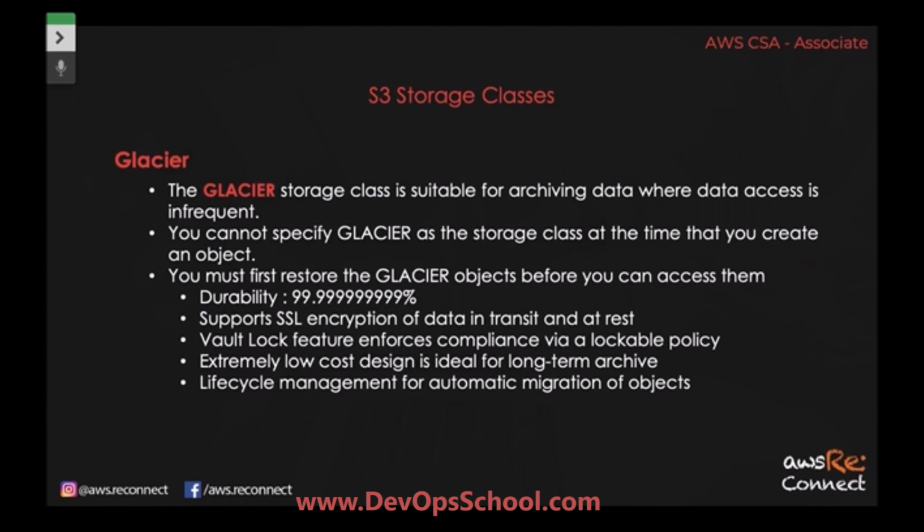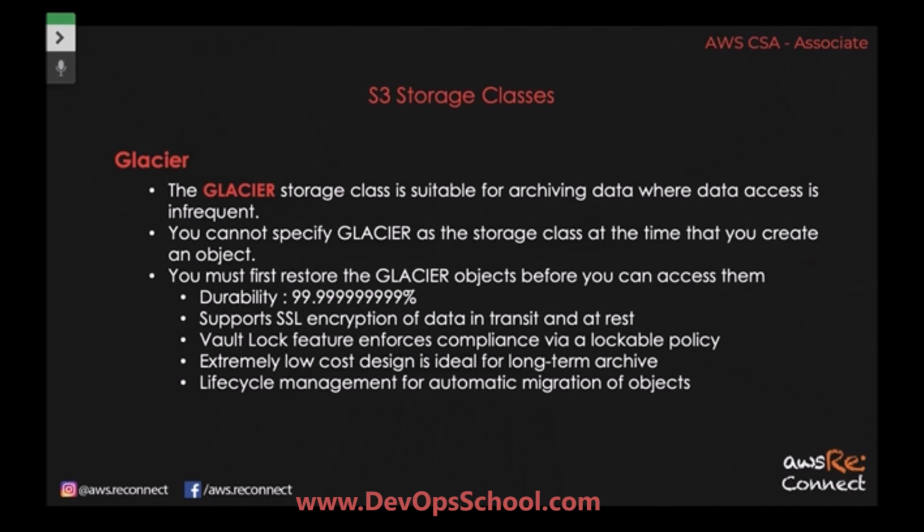You cannot specify Glacier as a storage class. So while uploading your data, you cannot specify that you want to upload it to Glacier directly. You need to always put your data into standard, and then you can create a lifecycle that after 60 days, it should be moved to Glacier. You have to have it in any of these standard classes, and then you can move it to Glacier. You don't have a direct option to move your data to Glacier.